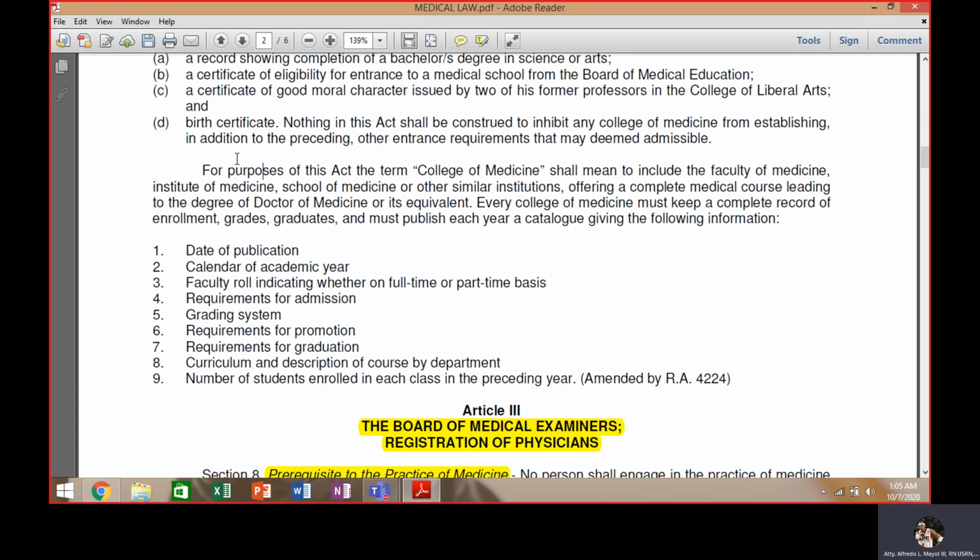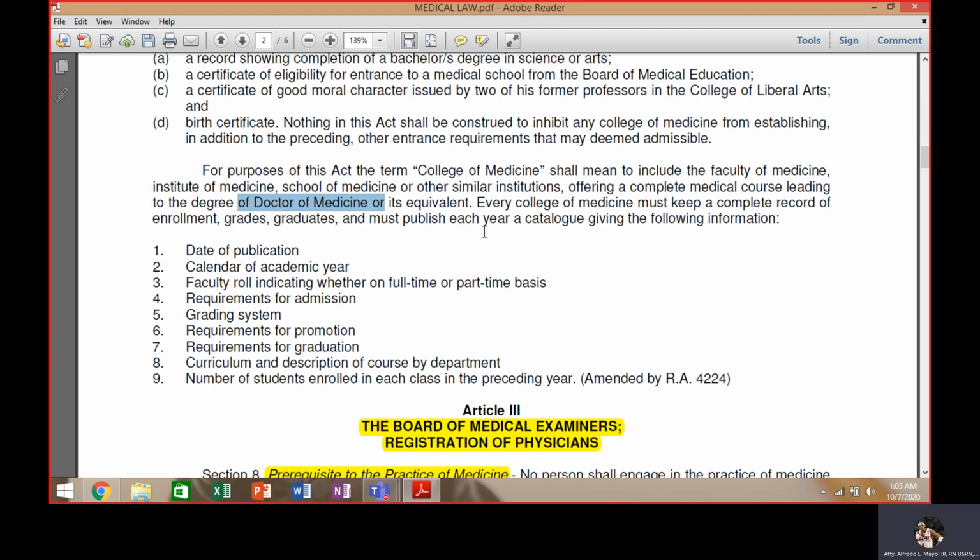mandatory requirements. So for purposes of this act, the term College of Medicine shall mean to include the Faculty of Medicine, Institute of Medicine, School of Medicine, or other similar institutions offering a complete medical course leading to the degree of Doctor of Medicine or its equivalent.